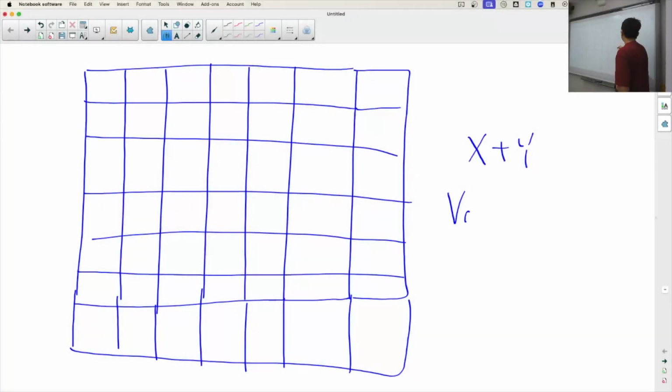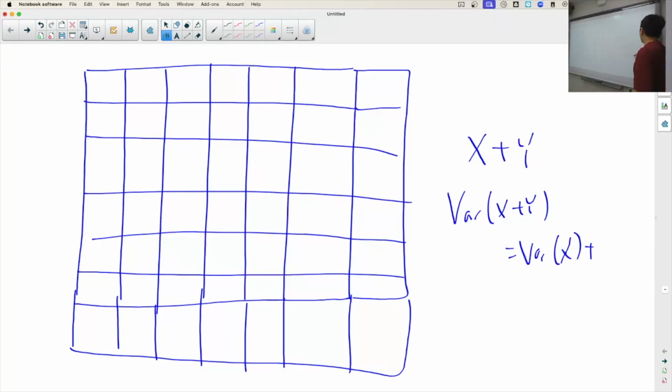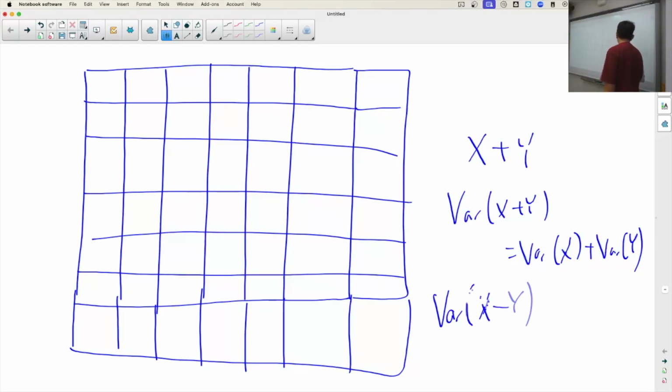The variance of X plus Y would be equal to the variance of X plus the variance of Y, if X and Y are independent variables. This will work out fine. But what happens when you have the variance of X minus Y? Then you actually get the same thing. And by the same thing, I mean this is also a plus.